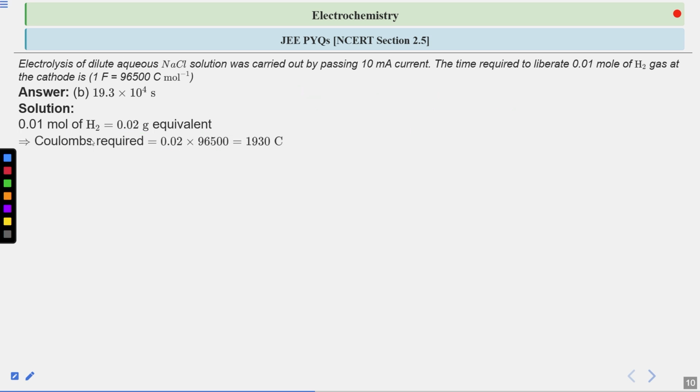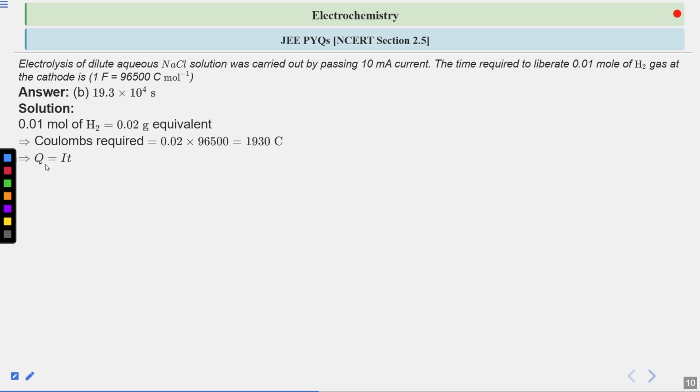and therefore the coulombs that will be required for the liberation of this gram equivalent of hydrogen will be the gram equivalents multiplied by the Faraday. Okay, so Q equals NF. So N is 0.02 multiplied by the Faraday. Faraday is 96500, that you have to take as given in the question. When you multiply these, it becomes equal to 1930 C. C is for coulomb, which is the unit of charge.